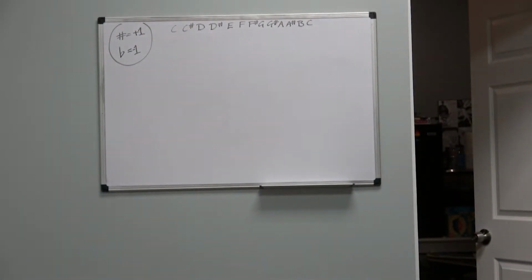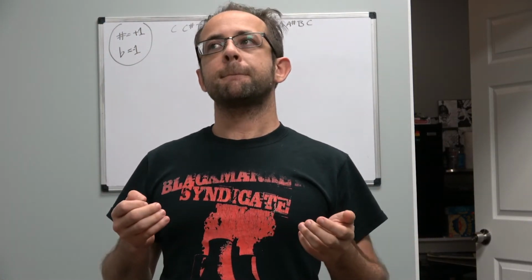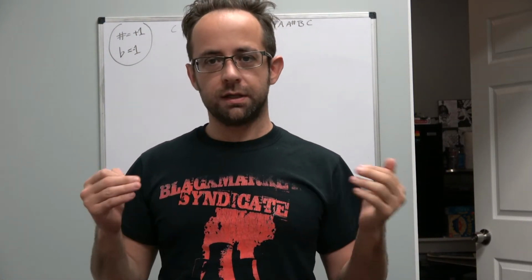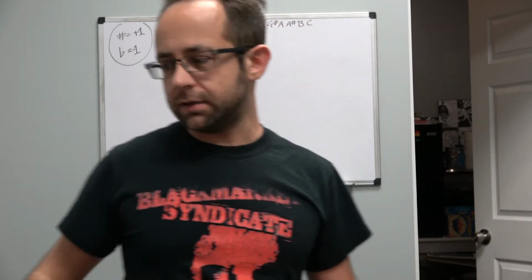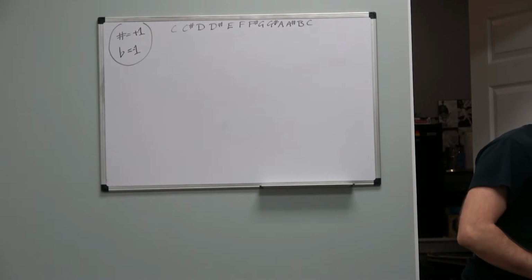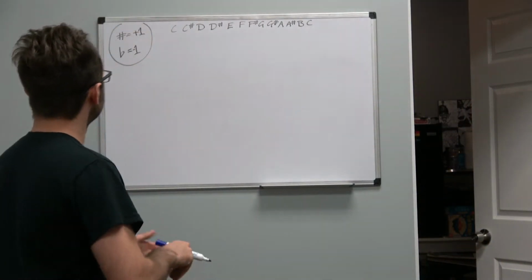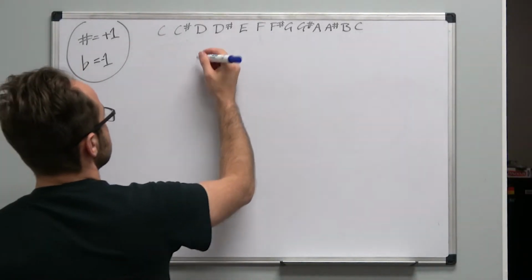So what we want to do is take the chromatic scale, this list of 12 notes, and break it up into groups of notes that will actually sound good together. And so the pattern that we're going to do is this.